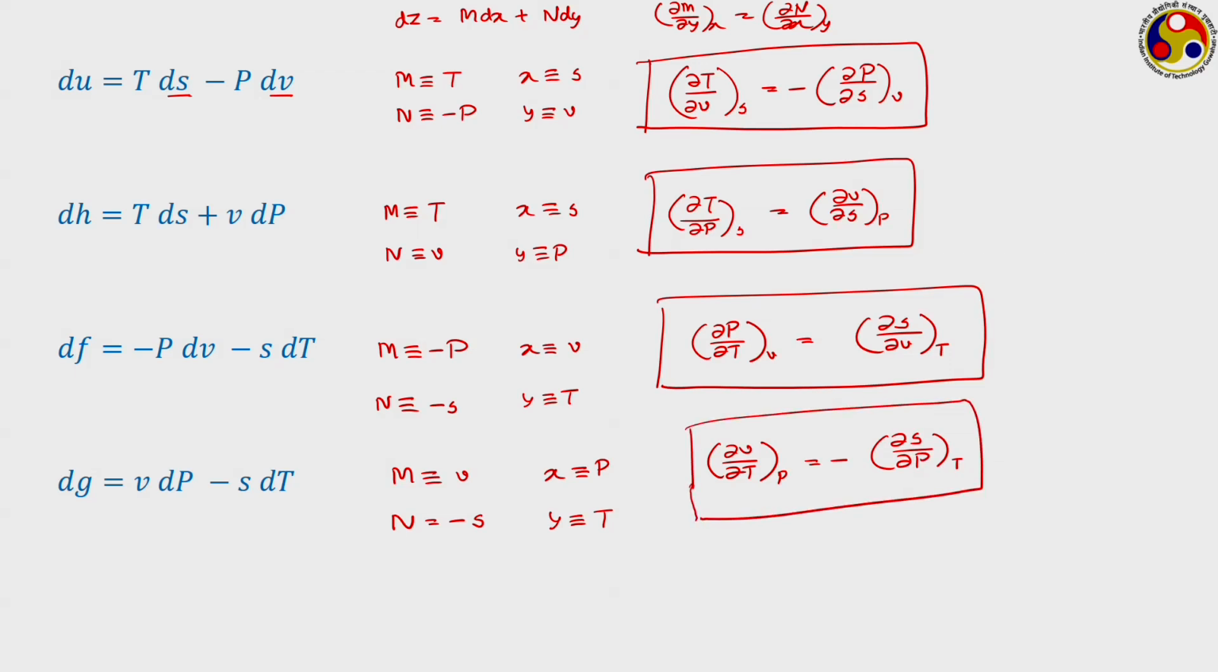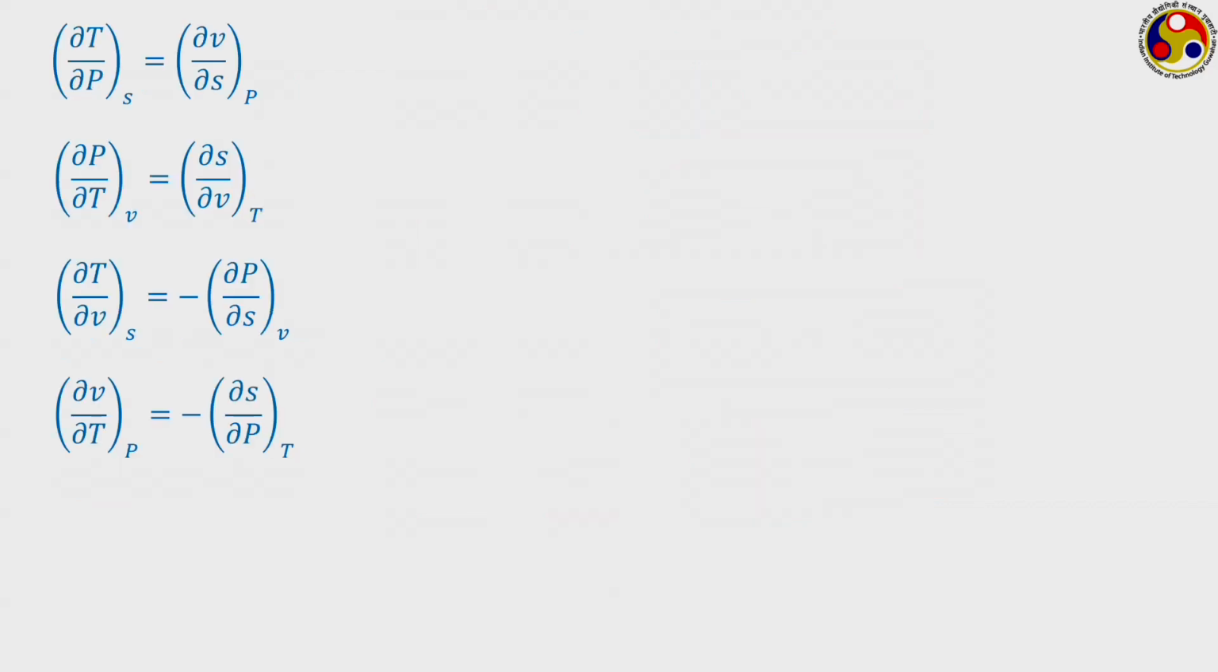So, this is the fourth Maxwell's equation. These are the 4 Maxwell's equations where we are relating the partial derivatives of these 4 quantities: temperature, pressure, specific volume, and entropy. This is a summarized view, just equations I have organized in a different pattern. So, we have ∂T/∂P at s equal to ∂v/∂s at P, then ∂P/∂T at v equal to ∂s/∂v at T, ∂T/∂v at s equal to minus ∂P/∂s at v, and ∂v/∂T at P equal to minus ∂s/∂P at T.